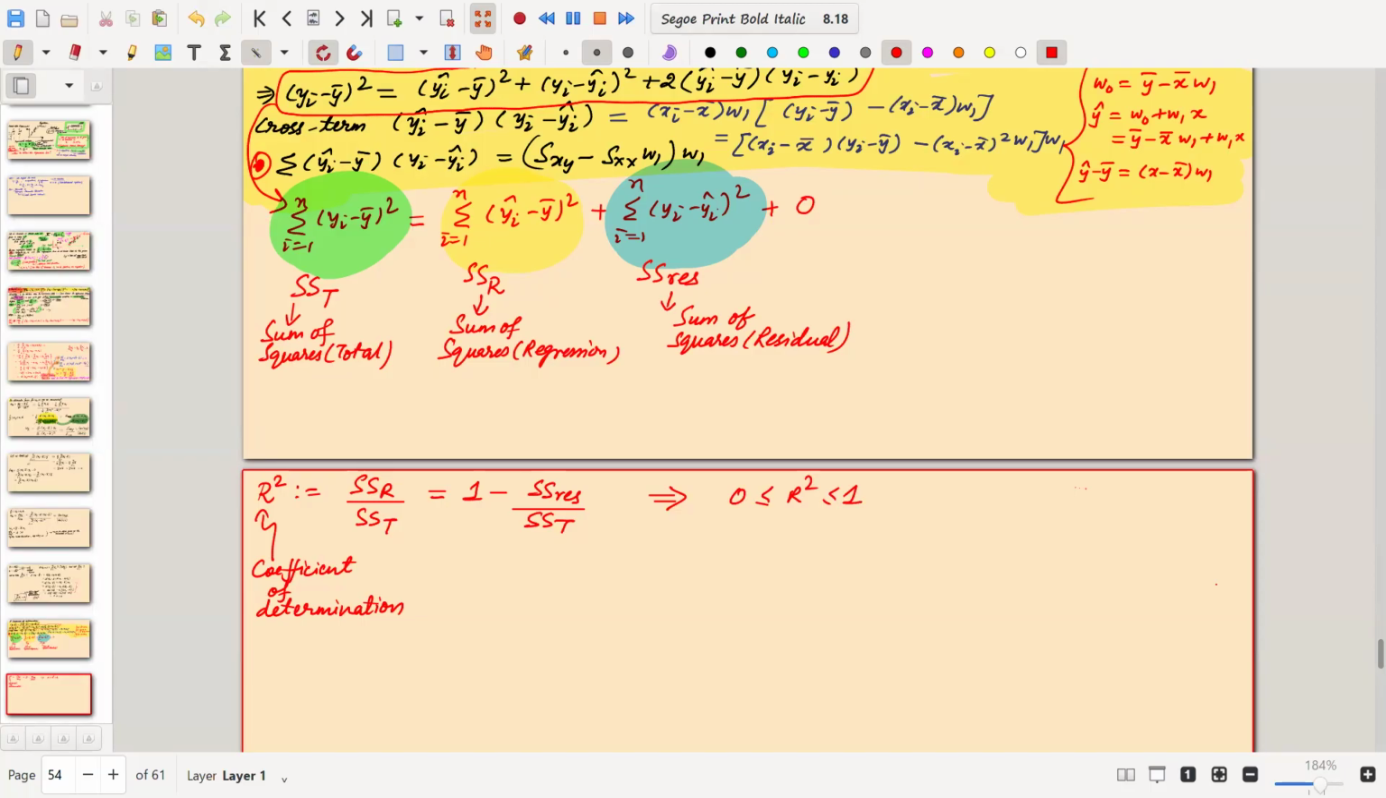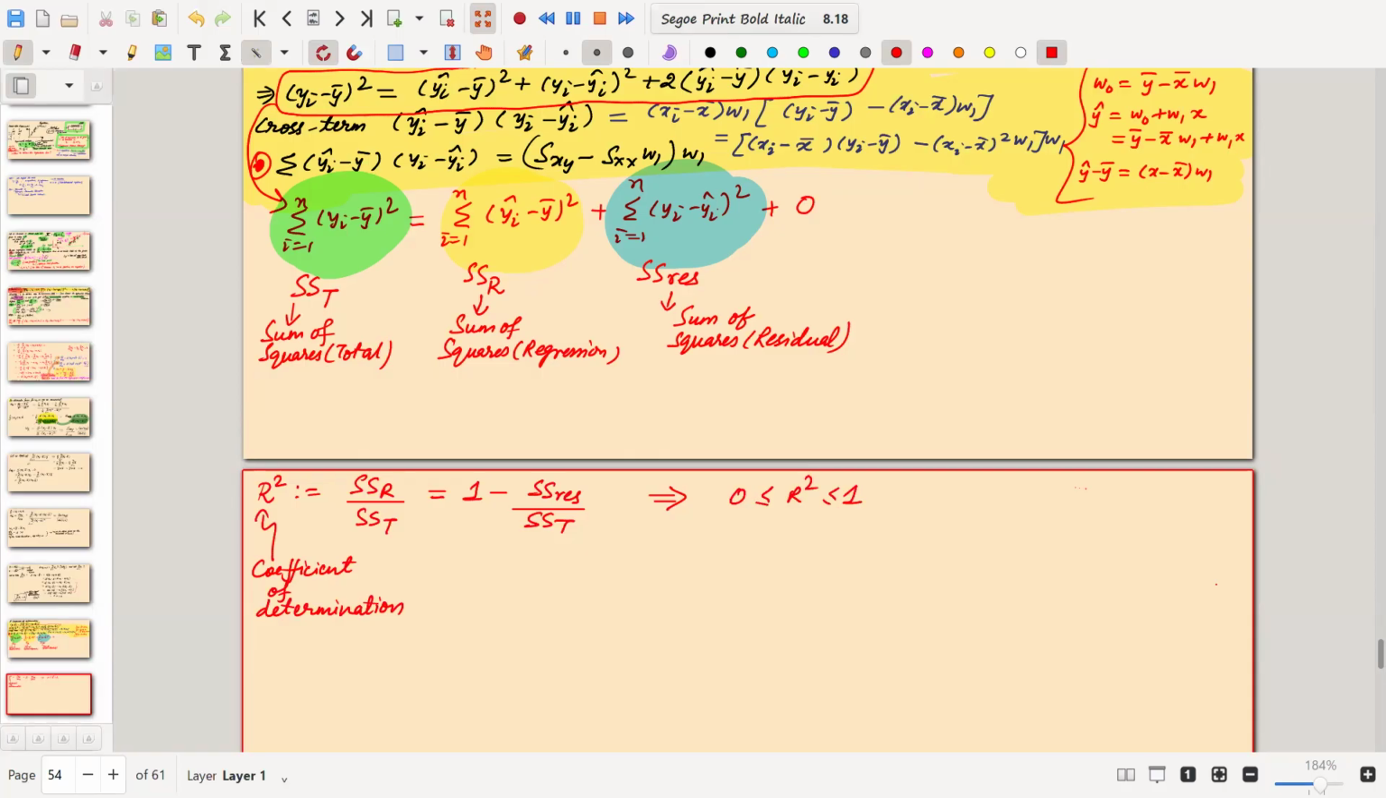But why is it less than 1? I suggest you have a thought. To be honest, SS res divided by SS total. SS total is the sum of that, so SS total is always the big guy. Therefore you are dividing by the big guy, so it will always be less than 1. So 1 minus something less than 1 should always lie between 0 and 1. This helps to understand why the coefficient of determination should be between 0 and 1.